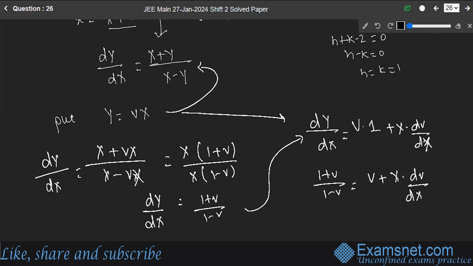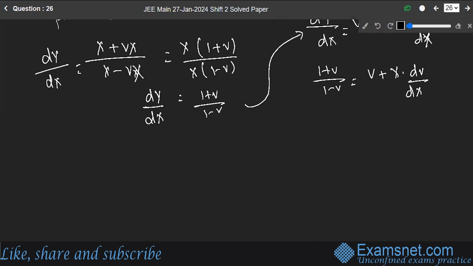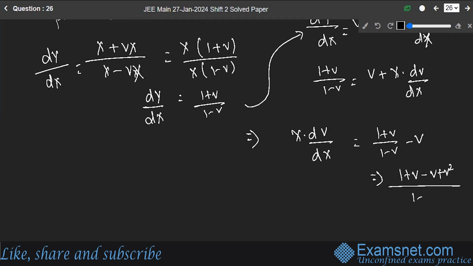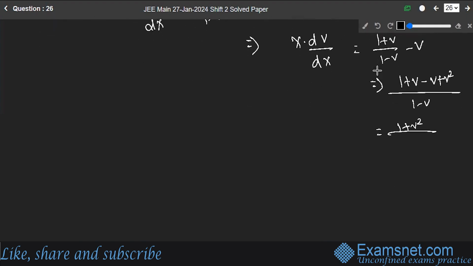Let's take the things on left hand side. So this will be x into dv by dx is equal to (1 plus v) upon (1 minus v) minus v. This will be (1 plus v minus v plus v square) divided by (1 minus v). So this will be (1 plus v square) divided by (1 minus v). This is x into this function, right?